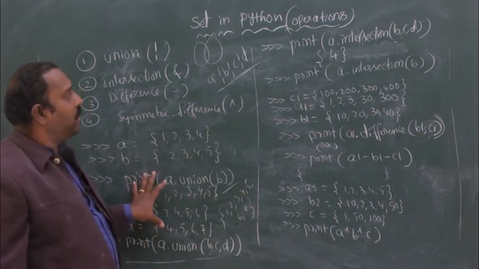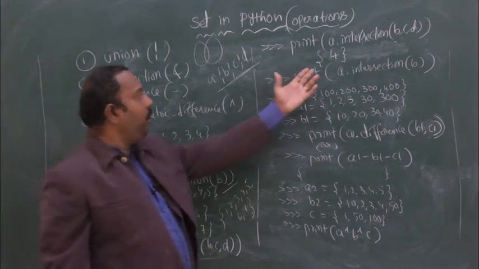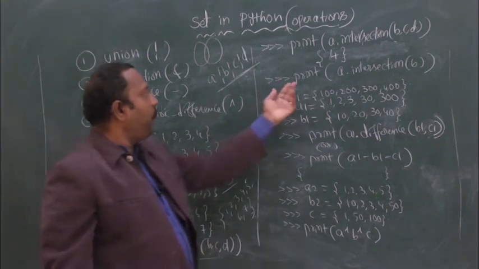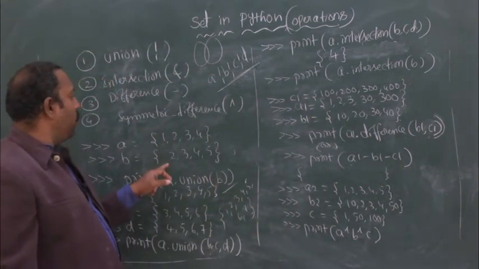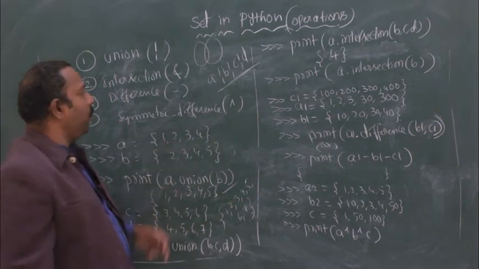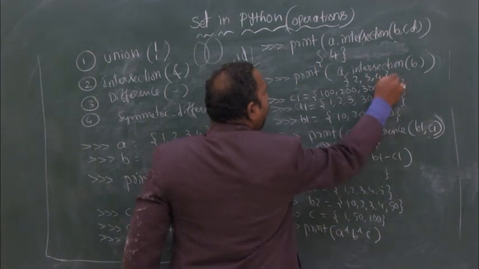All these 4 sets combined, the only common element is 4. That's why you'll get the output 4. Suppose print A dot intersection of B. That means I want to combine only A and B. So what are the common elements here? 2, 3, 4. So what is the output you'll get in this case? 2, 3, 4 you'll get the output.